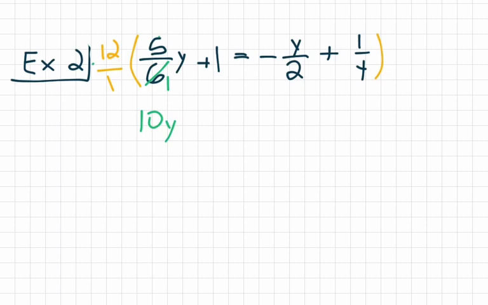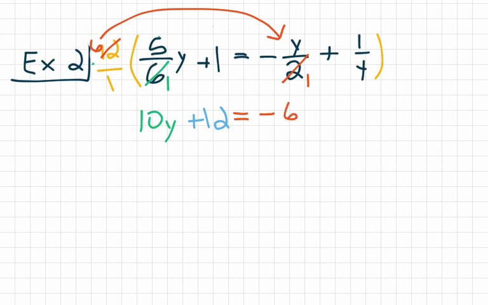Now for my next term, I'm going to multiply 12 over 1 times 1. I bring down my plus sign, and 12 times 1 is just going to give me 12. Move on to my next term on the other side of the equal sign. So I'm going to bring down my equal sign. Remember, we keep our equal signs in a straight line going up and down when we're solving our equations. I'm taking my 12 over 1, multiplying it by negative y over 2. Well, 2 goes into 12 6 times. 2 goes into 2 once. 6 times negative y is going to give me negative 6y.